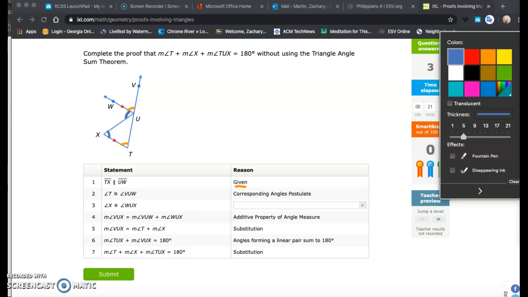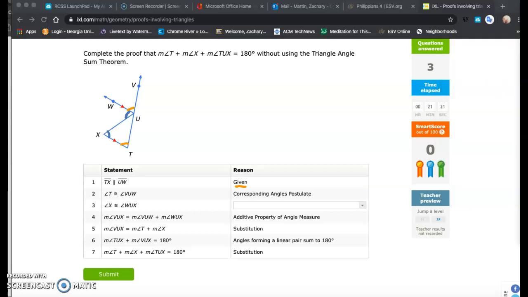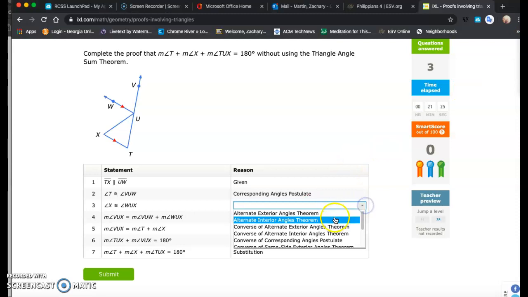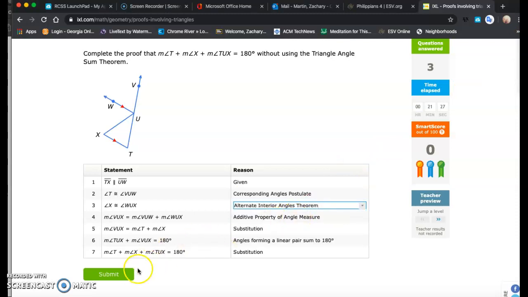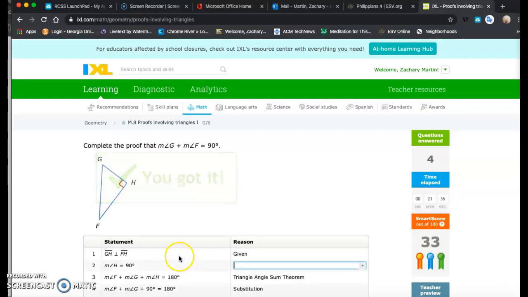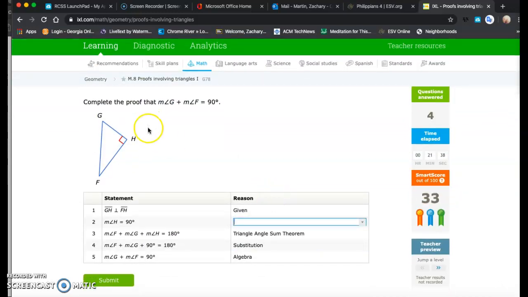So let me get rid of my annotations for a second. That sounds a lot like the alternate interior angles theorem. Let's see if that's in here. Aha, there it is. So submit that. We really don't need to worry about the rest of the proof. I would encourage you to read through it, but that's the reason we need for that statement. So click submit. Boom, you got it. Fantastic. Let's look at another one real quick.